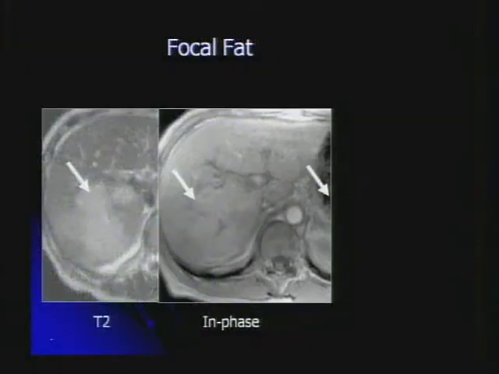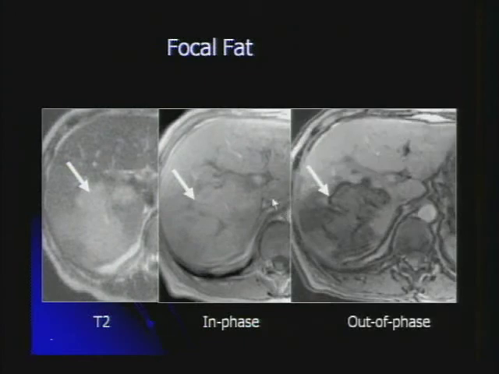Here's an example of quite a large area of focal fat in the right lobe of the liver. You've got this T2-weighted sequence. You can see that there are areas of high signal intensity, a little bit ill-defined, not your classic focal fat appearance. And you do an in phase and an out of phase, and all that area just drops out in signal.